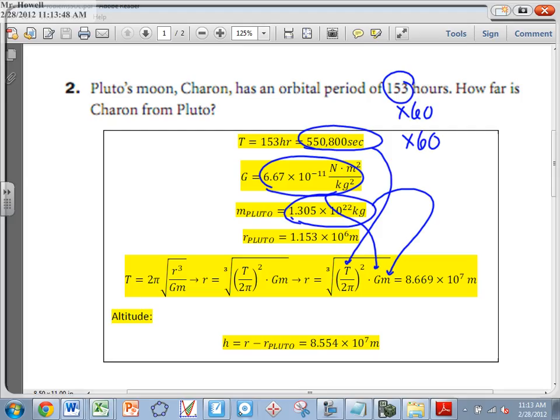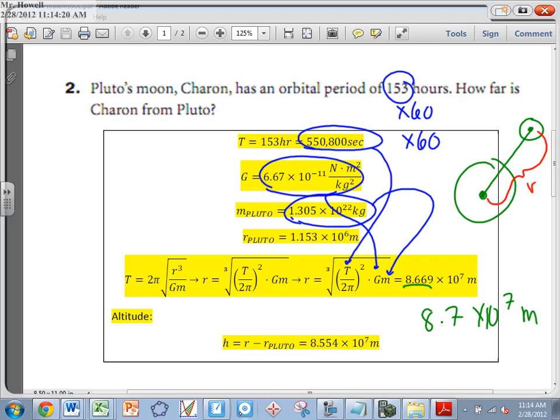Once you get the distance between them, which is this number here, 8.7, I'll write it over here because I know you can barely see the highlighting. 8.7 times 10 to the 7 meters, that's the distance from the center of Pluto to the center of Pluto's moon. Now, we want to know how far apart they are. The issue with this problem is that we don't have the radius of the moon. So we can't drop off that radius, or else we really should. Again, remember, this distance from here to here is the value of r. What we're looking for is the distance from here to here.